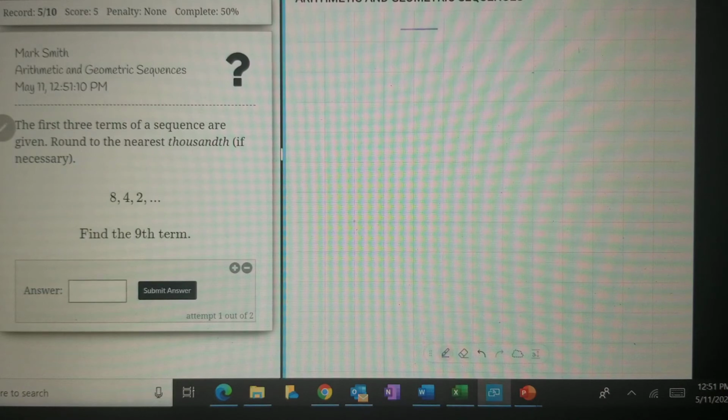All right, so this one is 8, 4, 2, and so on. Well, what's happening here? It looks to me like we're dividing by 2, so we have 8 divided by 2 equals 4, and then 4 divided by 2 equals 2. So that's our sequence, and we want the 9th term.